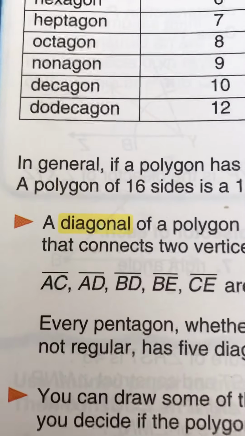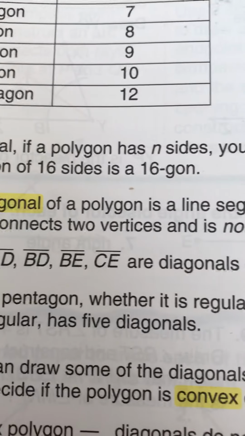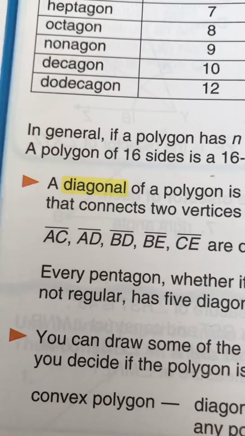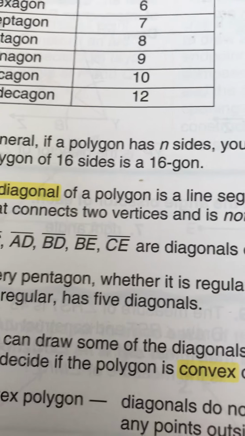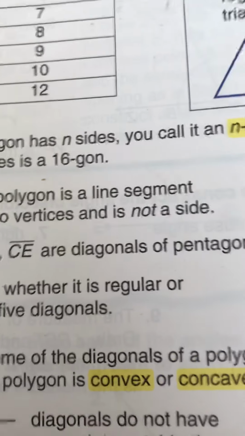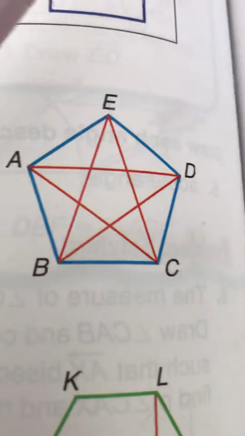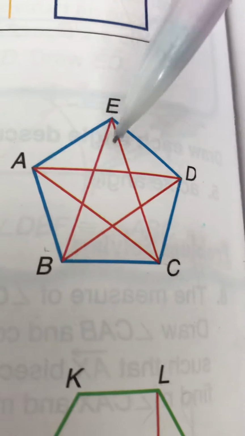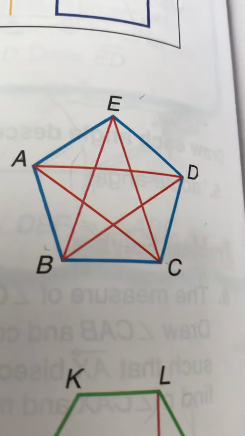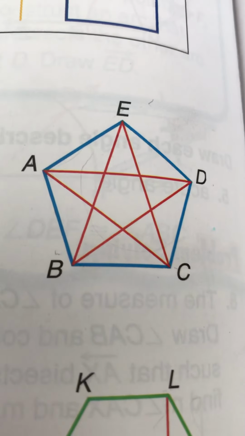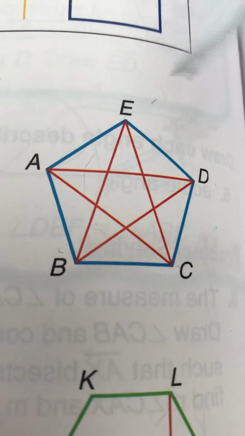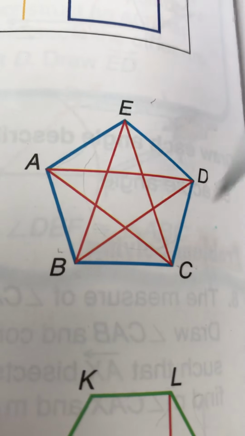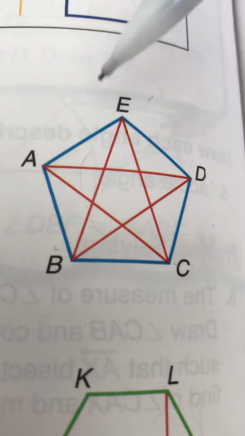First things first, we have to know what a diagonal is. A diagonal of a polygon is a line segment that connects two vertices and is not a side. If you go over here to this example, you see how we have vertices A, E, D, C, and B. All of the red things are diagonals. You have to connect each vertex, which has a letter here, and every connection is a diagonal, but it cannot be a side.